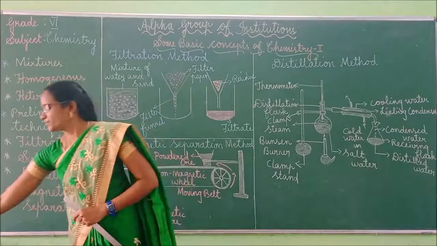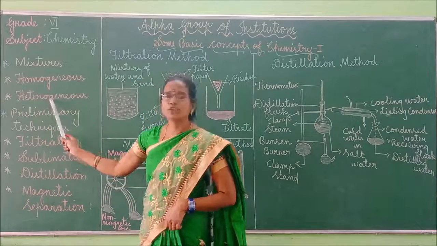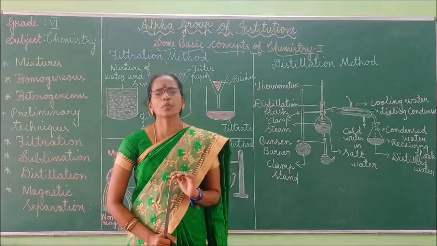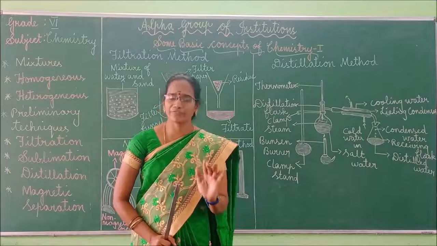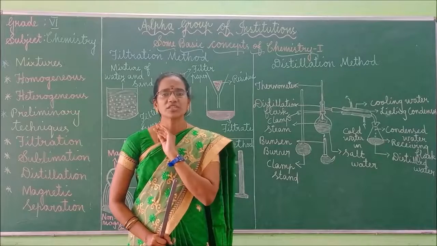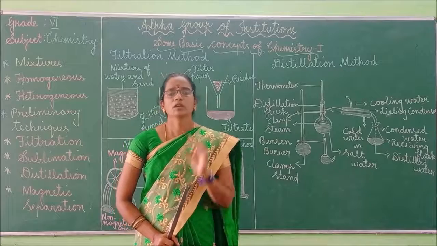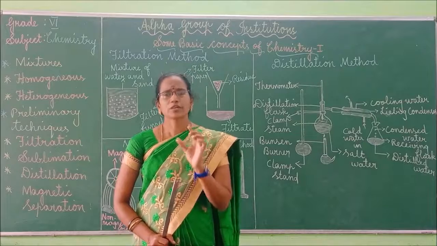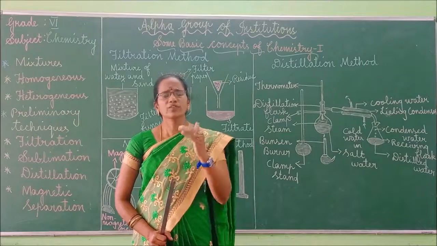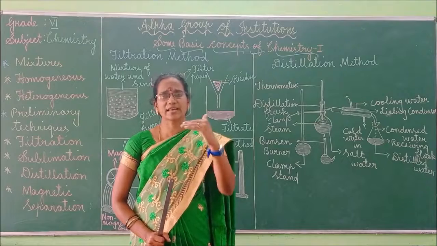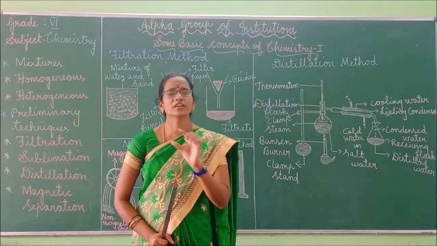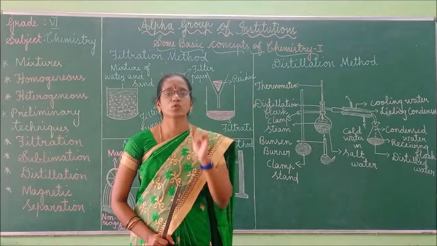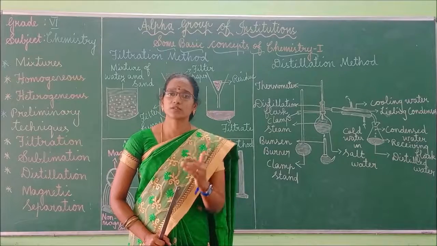Got it? Right. Next we can move to the heterogeneous mixture. In a heterogeneous mixture, the components are not mixed uniformly. Here the composition is not uniform. For example, if you add sand in water, you will see sand as a separate phase and water as a separate phase. Here, the components will not get dissolved.